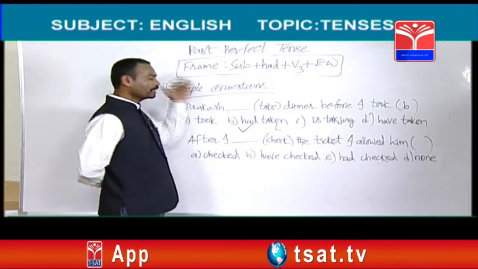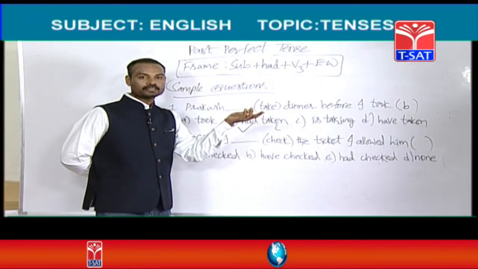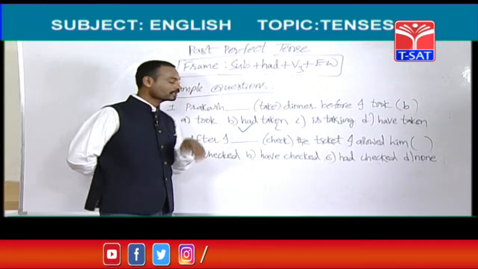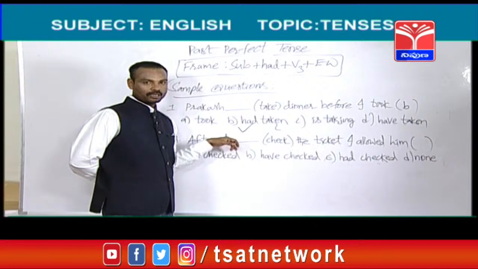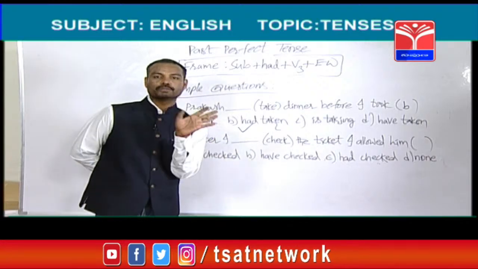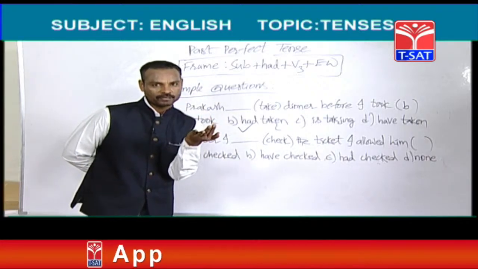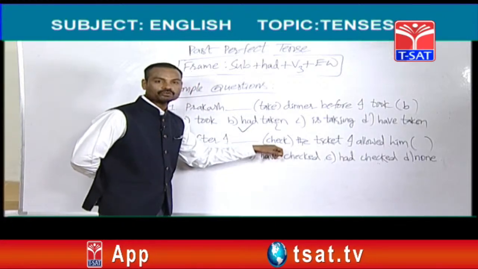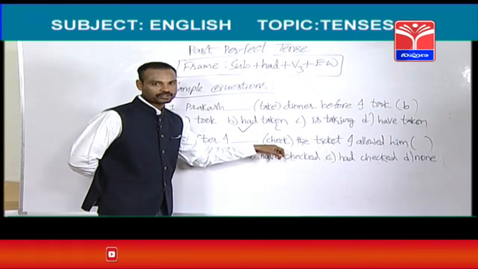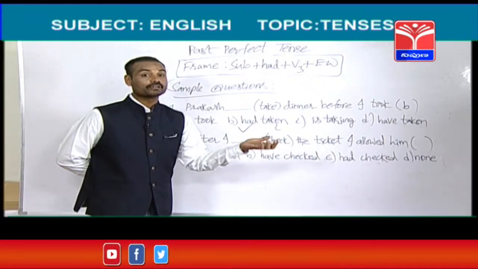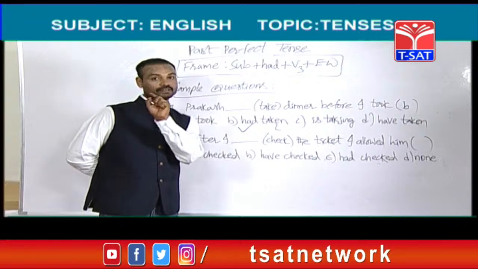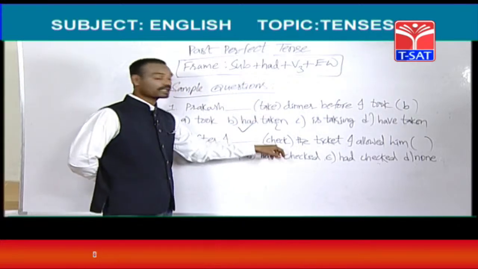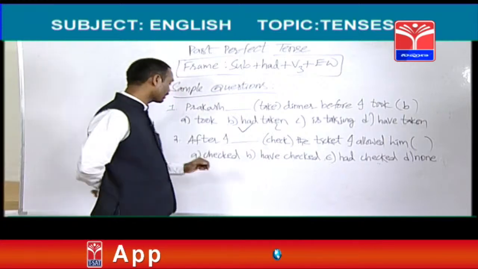Then come on, imagine the frame of the past perfect tense. Subject plus had plus V3 plus extra words, correct. So the subject is there. After any subject, had should be used, that is the helping verb. Next, the main verb must be in the third form, had plus V3. So they will give the main verb under the bracket. Check is the main verb. What is the third form of check? Check is V1, checked V2 and checked V3. Checked. Had checked is the answer.